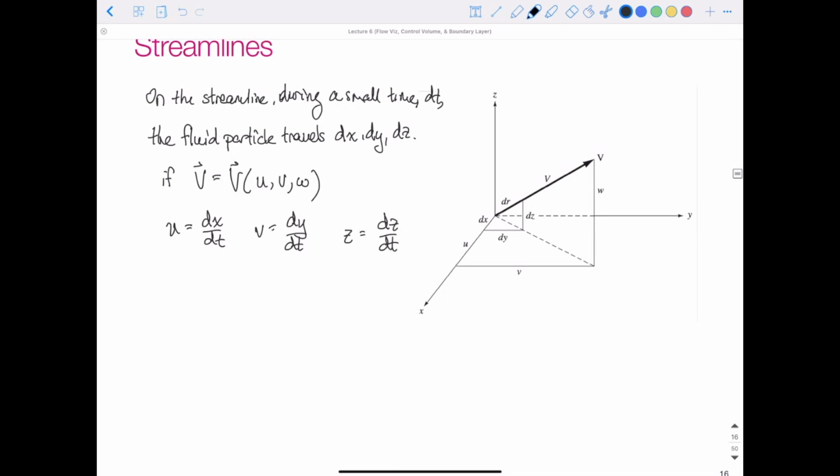And along a streamline, using the definition that the velocity at any point has to be tangent to the streamline, we can get a relationship for a streamline in 3 dimensions: dx over u is equal to dy over v is equal to dz over w, or dr over V.